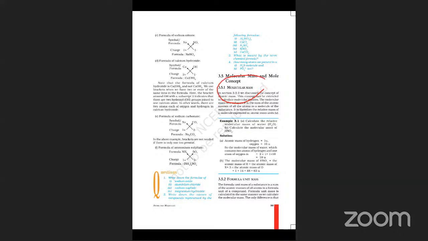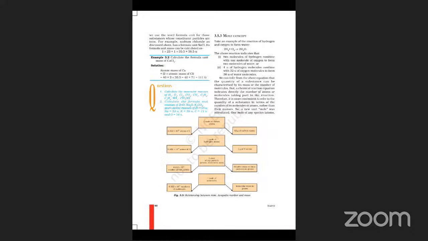The next one is formula unit mass. See, what is the difference between these two? In the case of formula unit mass, you have to do the same procedure, but you have to do the sum of the atomic masses of all atoms in a formula unit. Okay, only difference you will see, you don't need to count the atoms. Getting what I'm saying?